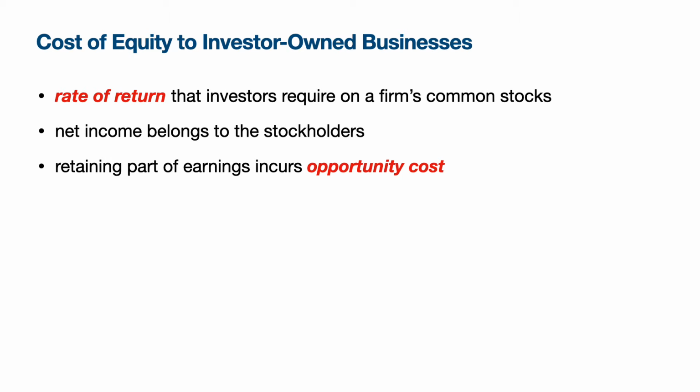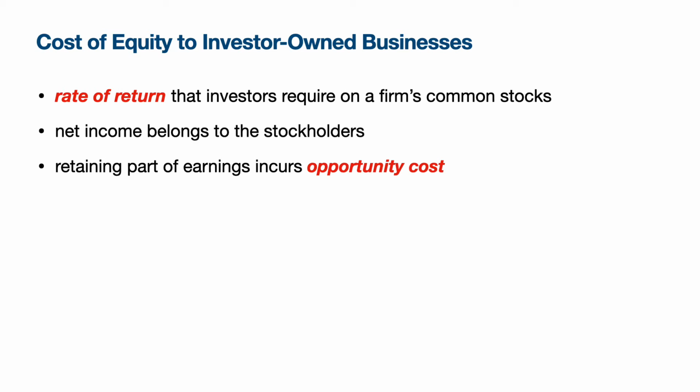If the firm chooses to retain a part of the earnings rather than giving it all as dividends, an opportunity cost is incurred. Why? Because stockholders could have received these earnings as dividends and invested this money in stocks, bonds, real estate, and future commodities.